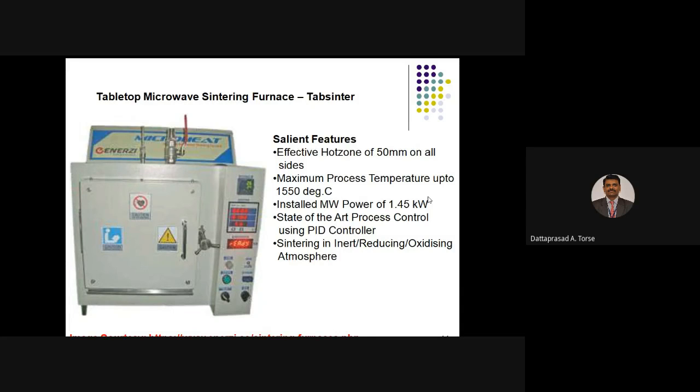You can see the front panel of this. This looks small, but the overall size of this microwave chamber is quite big. So bigger products can be kept in order to heat, or sometimes to melt also, right?